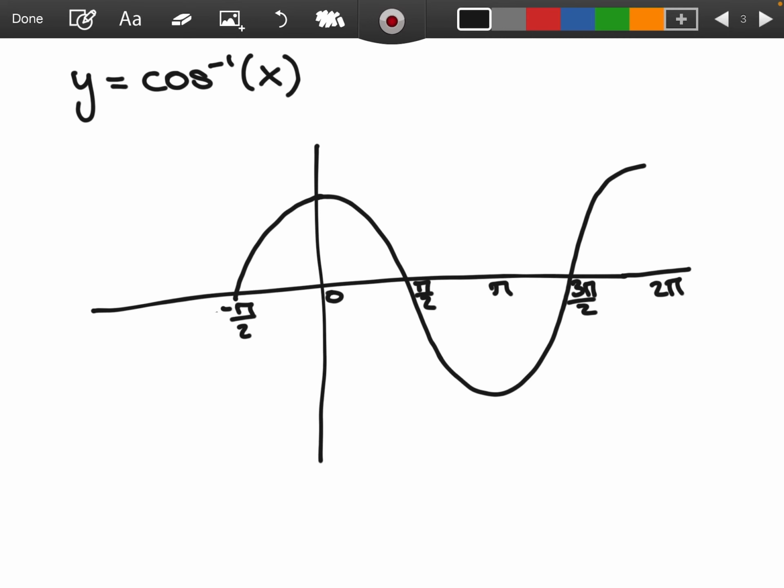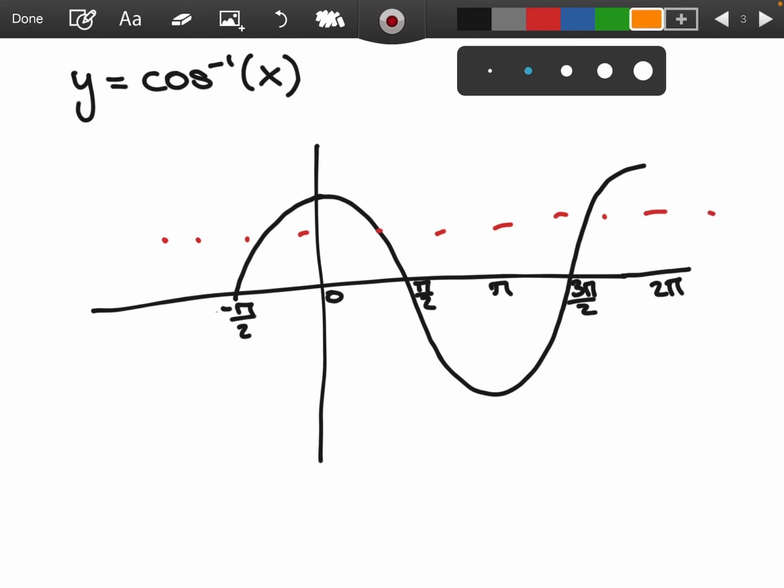It's not 1 to 1 because for one y value we have multiple x values, as you can see across that horizontal line. So we need to restrict its domain in order to get the inverse. What we do for cosine inverse is restrict the domain to be between 0 and pi. On that restricted domain, this function is 1 to 1. So then we could go ahead and find the inverse for the function on that restricted domain.